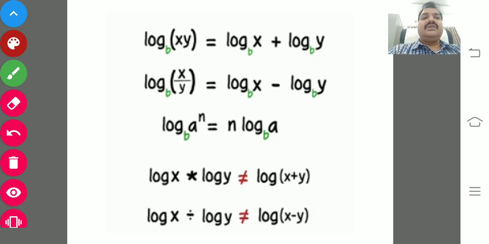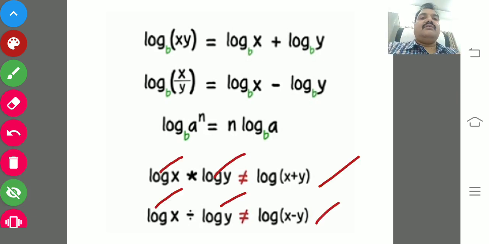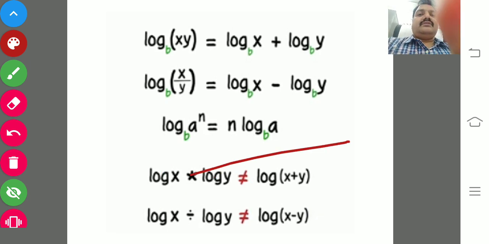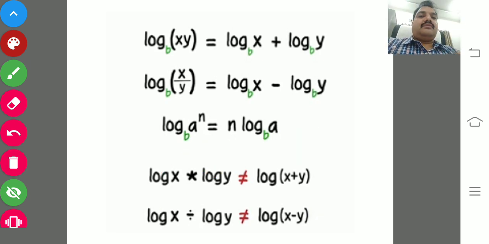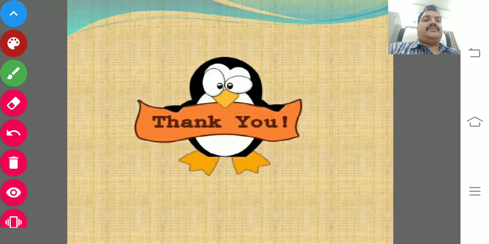So for doing problems based on the logarithm, I would like to welcome Mr. M. Raghuram sir to explain the remaining part, all the remaining problems based on the logarithm rules.